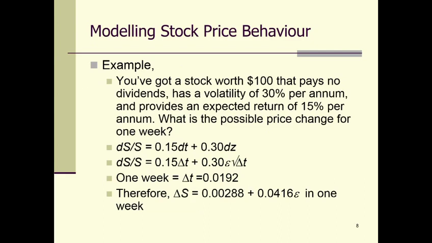So you've got a stock worth $100 that pays no dividend. Volatility is 30%, expected return is 15%. So you know the formula from your preceding slide is mu dt plus sigma dz, right? So therefore mu is 15% and 30% for your sigma. You have 0.15 and 0.3 here. What is time? This is 1 week, right? So how do you get 0.0192? 7/365?